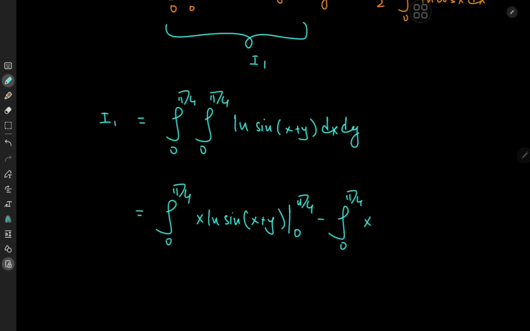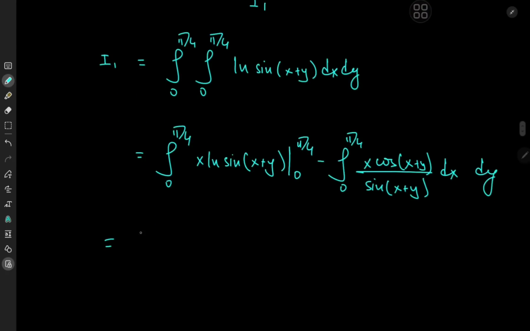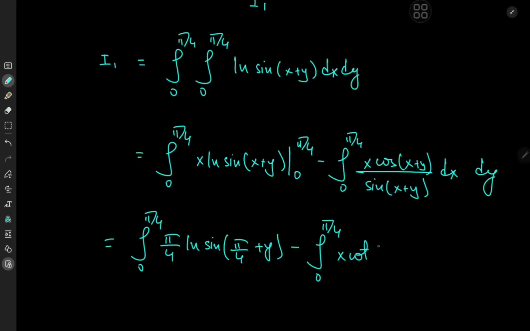Now, differentiating log sin(x + y) gives us sin(x + y) in the denominator, and upstairs we have cos(x + y), dx, and we also have the entire thing being integrated with respect to y. So applying the limits to the first term, we have the integral from 0 to pi by 4 times log sin(pi by 4 + y). Wait, terribly sorry about that. It's sine of pi by 4 plus y, minus, in the limit as x tends to 0, we do get a 0 term, so we have now the integral from 0 to pi by 4 of x times the cotangent of (x + y) dx dy.